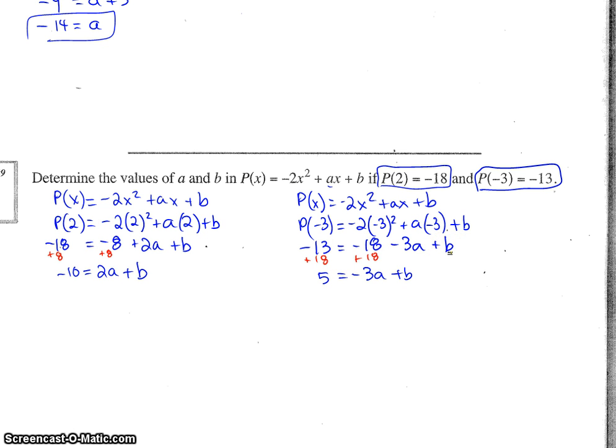Okay, so we substituted 2 in for x, and then P at 2 was equal to negative 18, so that replaced P at 2 on the left-hand side, simplified as much as we can, and got all the constant terms on the left-hand side, so we ended up with negative 10 equals 2a plus b. Did that with the other bit of information, and we got 5 equals negative 3a plus b. Okay, we can't go any further with each of those, but we do have 2 equations and 2 unknowns, so guess what?